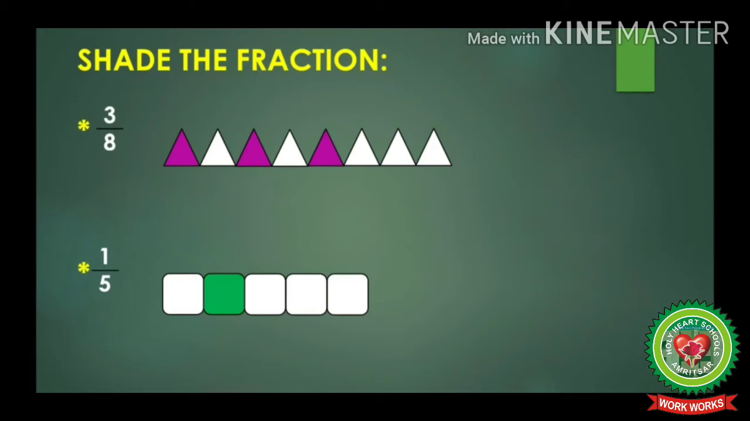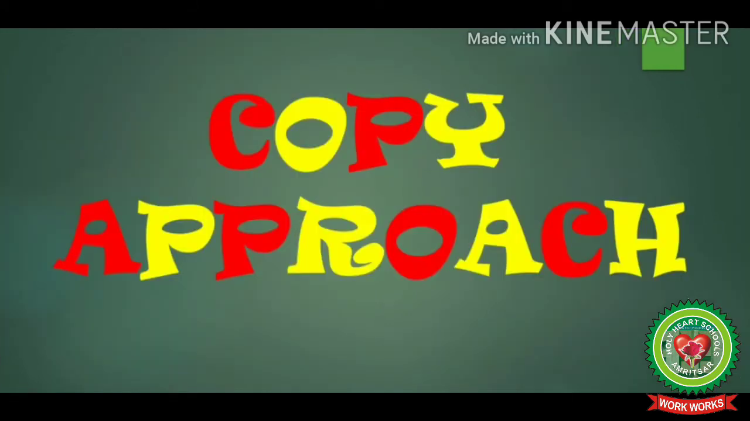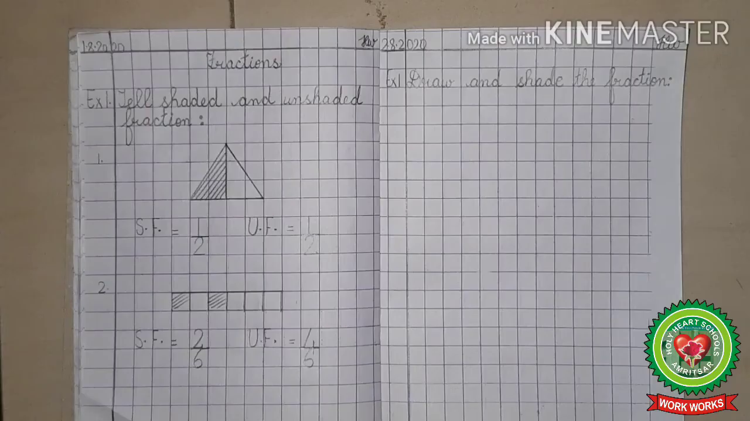Now let us shade them. What was above the line in the first example? 3. So out of 8 triangles we will shade only 3, because we have been told to shade the fraction. That means above the line the shaded part is given. And in the second example, we will shade only one square because the fraction is 1 upon 5. That means shaded parts upon total parts. I hope you are clear with this topic. Now let us have a look at the copy work.